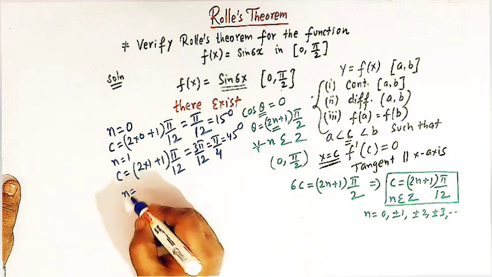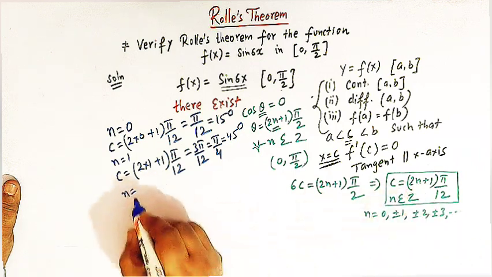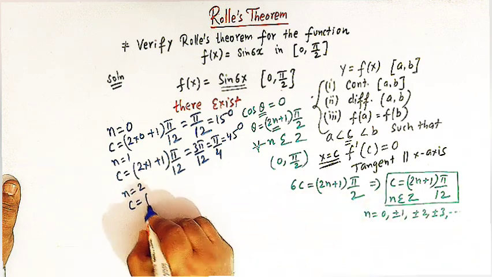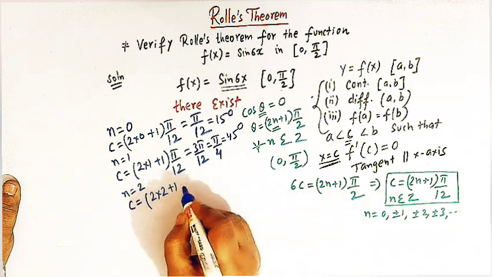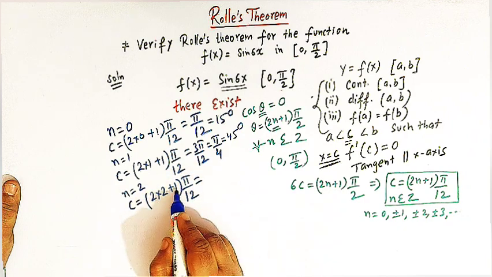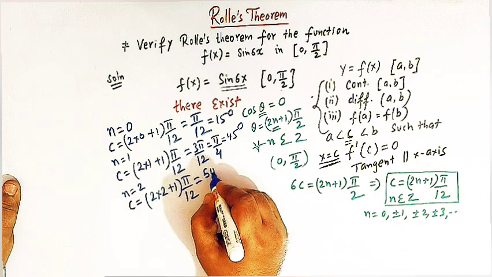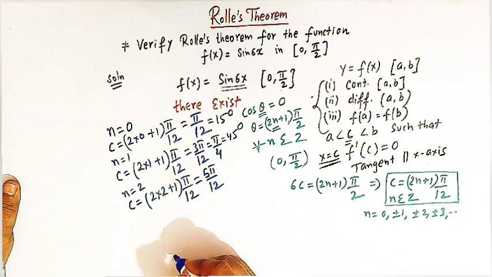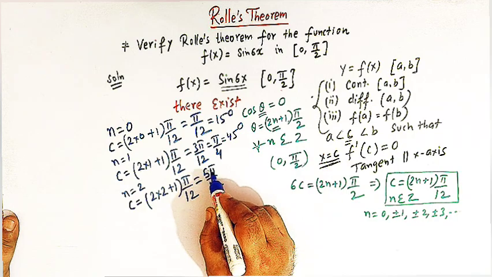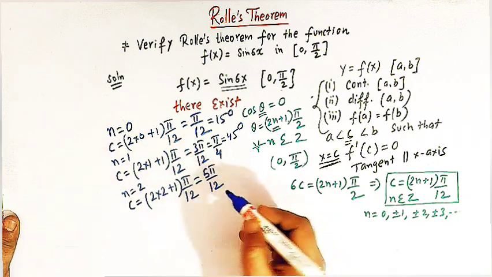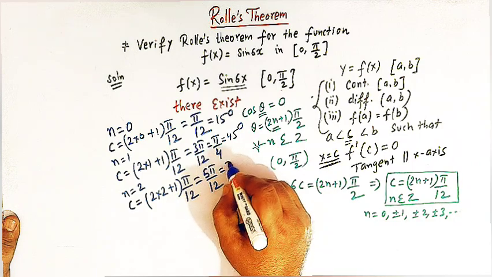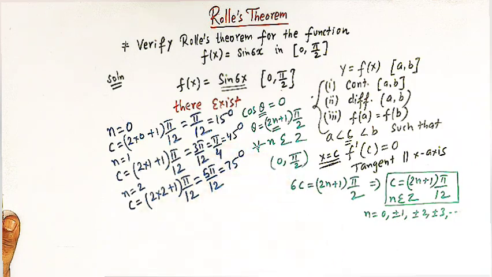Let us take n is equal to 2, right? So when we take n is equal to 2, the value of c is 2 times 2 plus 1. And here we have pi over 12. So this is 4 plus 1, 5. That is 5 pi over 12, right? And when we convert 5 pi over 12 into degrees, then we have here 75 degrees, right?